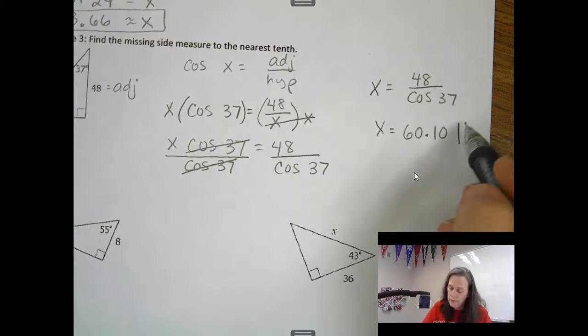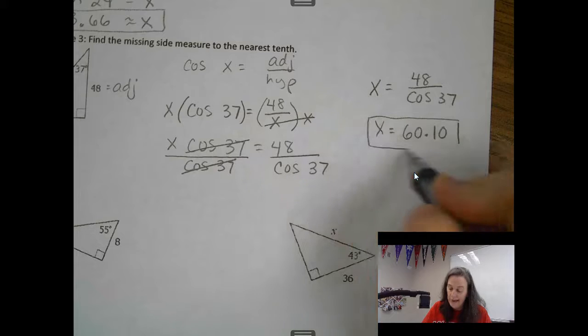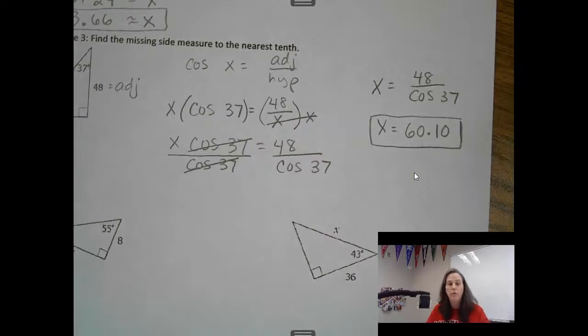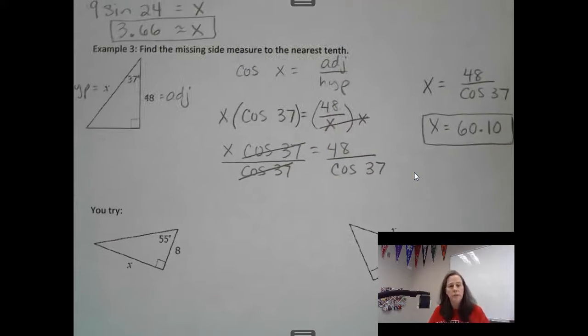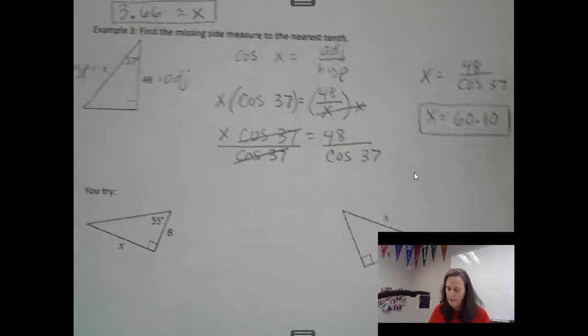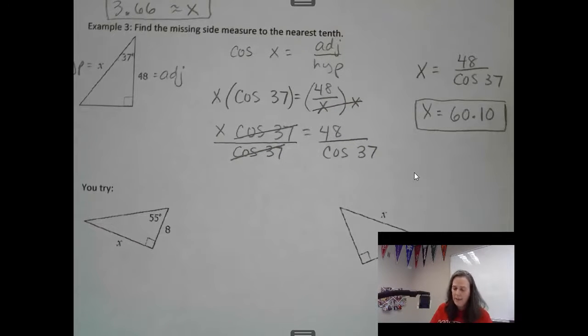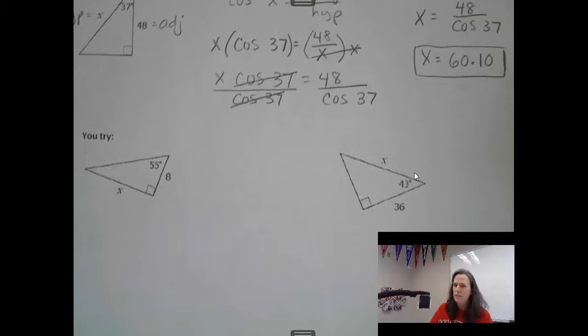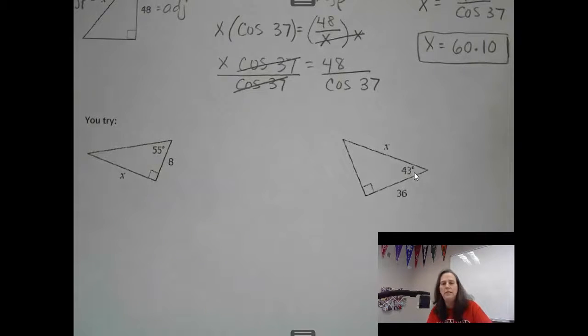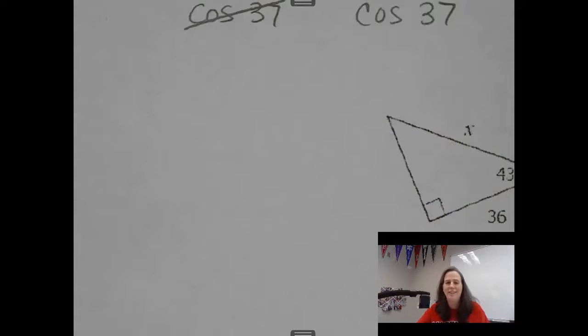Okay, so we solved. This time it was the hypotenuse that we didn't have. We solved for the hypotenuse using cosine. That was awesome. All right, I've got 2 here for you to try. Pause your video. This might take more than just a couple seconds, and find those missing sides. And then come back and we'll check.